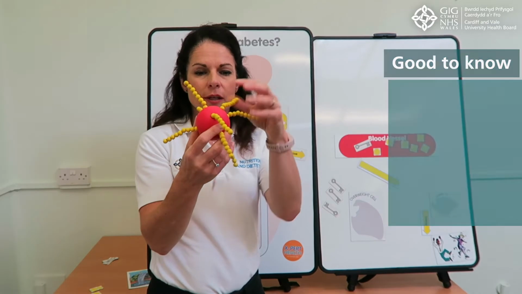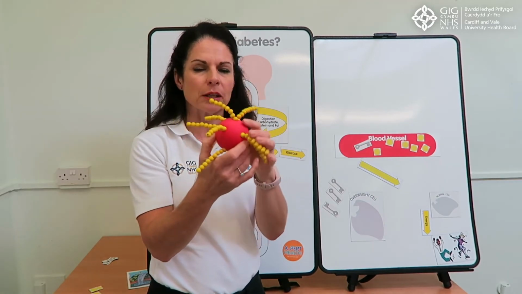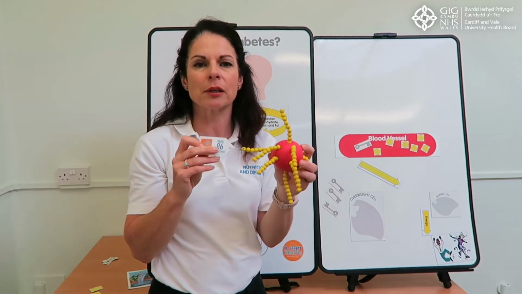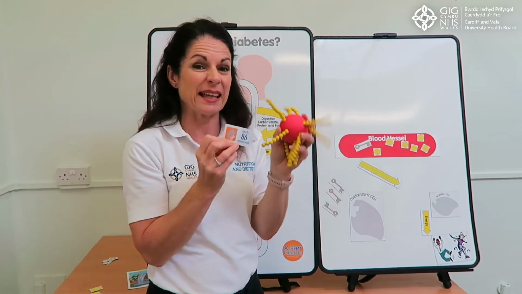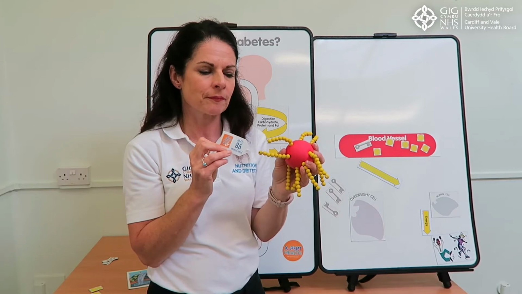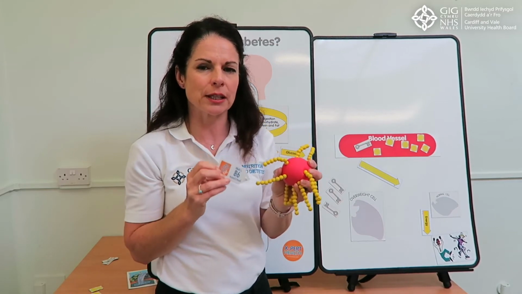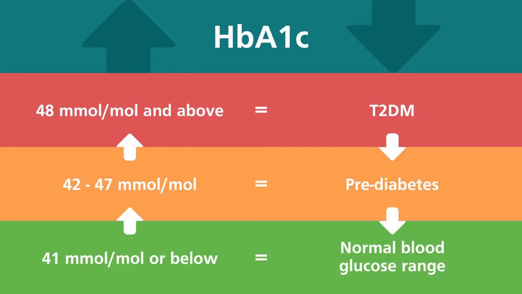This one illustrates somebody who's had lots of glucose in their blood and has quite a high blood glucose level, and therefore a high HbA1c. This is 86 millimoles per mole. So we talk about numbers, what do they actually mean? Let's have a look at the ranges of a HbA1c.